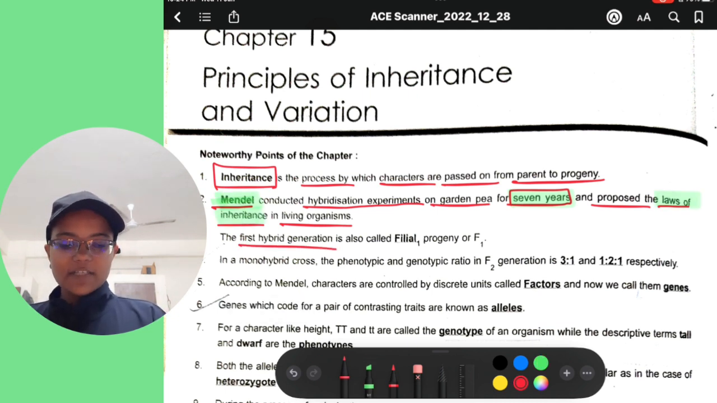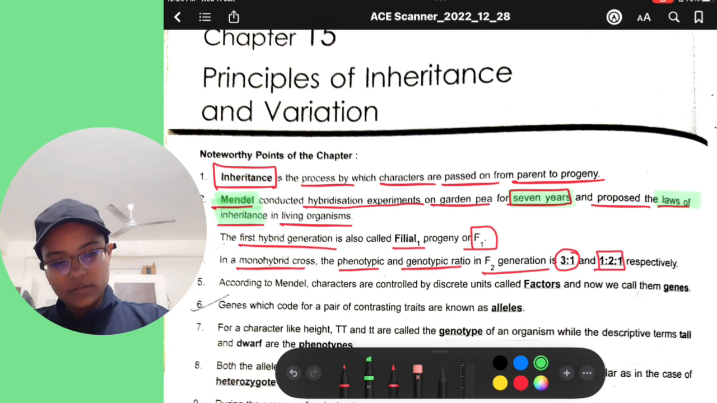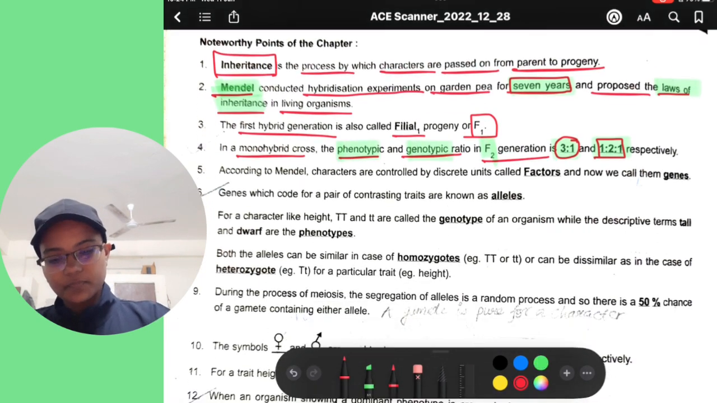The first hybrid generation is also called filial progeny or F1. In a monohybrid cross, the phenotypic and the genotypic ratio in the F2 generation is 3:1 and 1:2:1. These are the phenotypic and genotypic ratios.